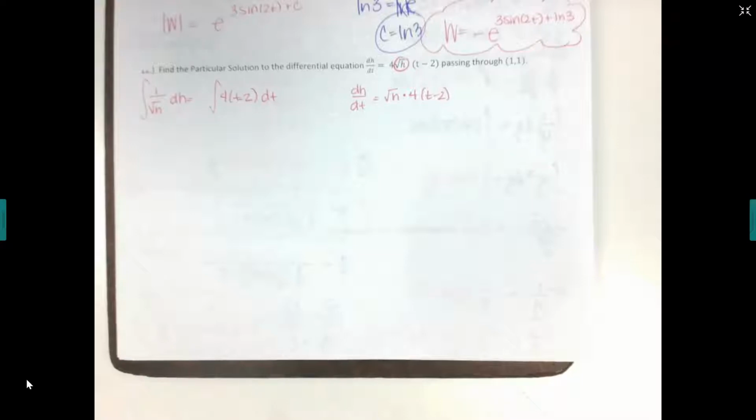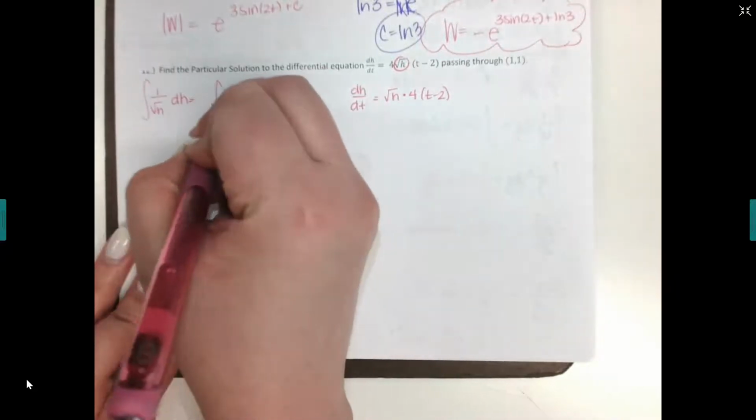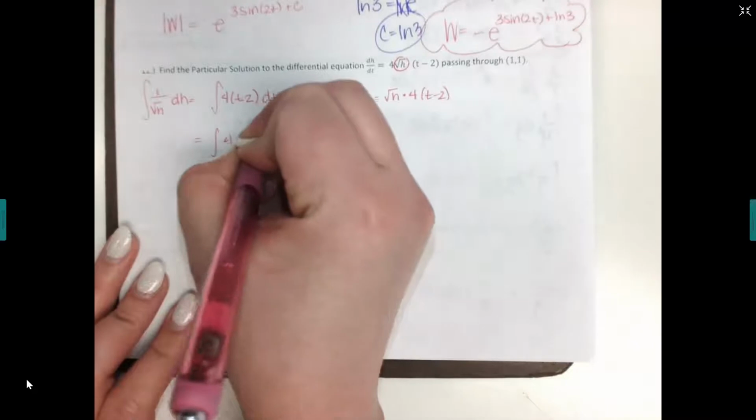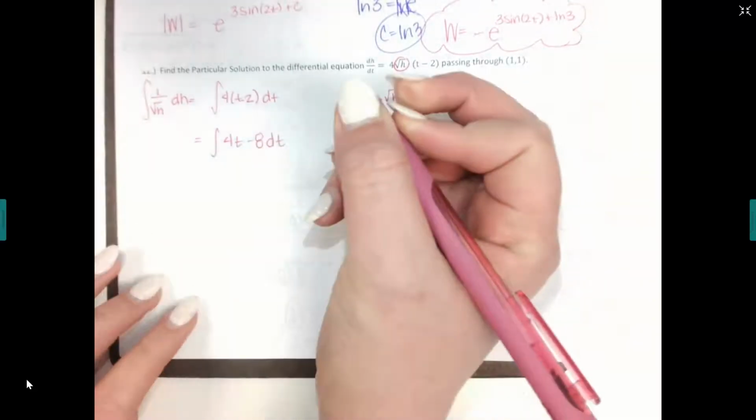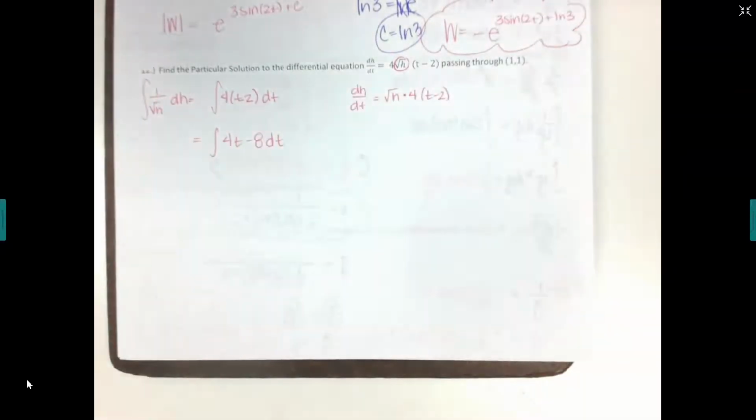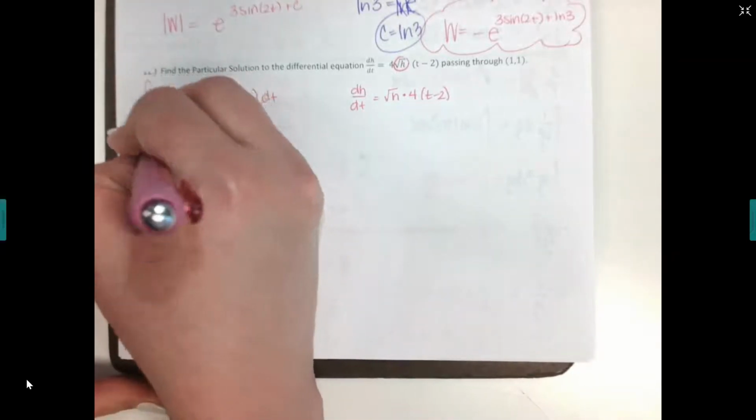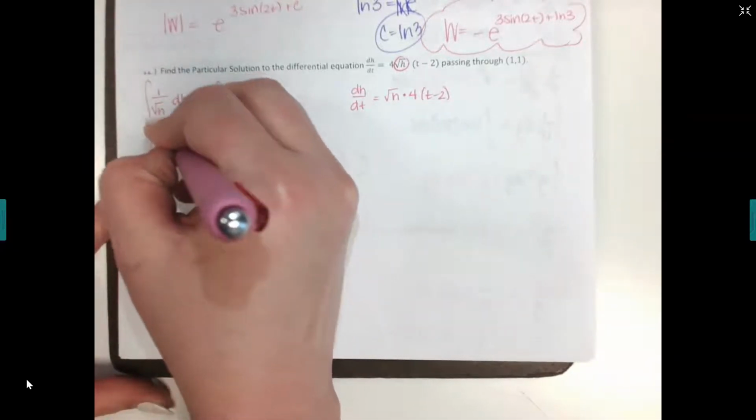Even though this kind of looks like u sub, could I just distribute the 4 in? And then it's not u sub anymore, yeah? So this will be 4t minus 8 dt. Now, before I integrate on the left side, if I have a root h on the bottom, what's that the same as? H to the negative 1/2 because it's on the bottom.